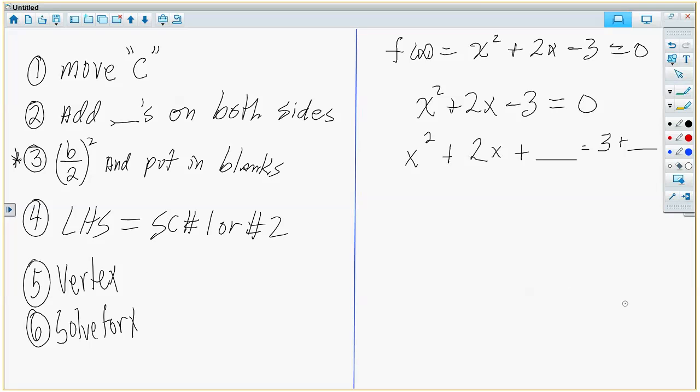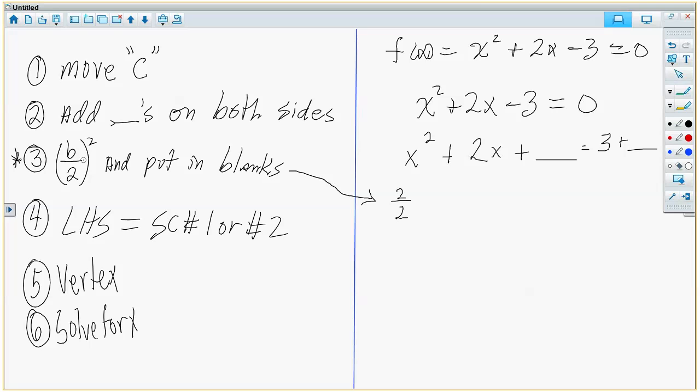All right, now y'all shouldn't have a problem with that. I mean, not a lot of work. Now, where is B? B is 2. Remember? Ax squared plus bx plus c. So B is what? 2. So 2 divided by 2.